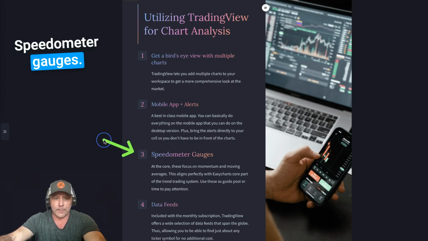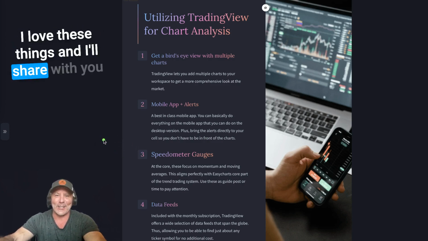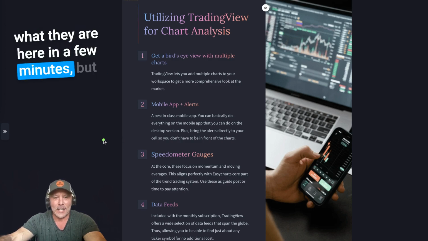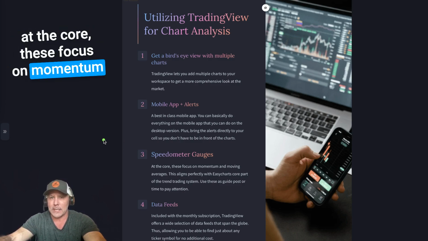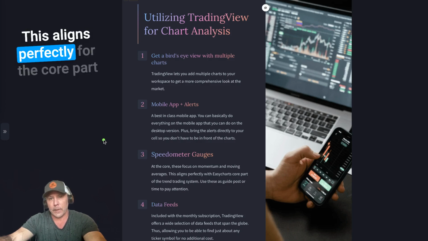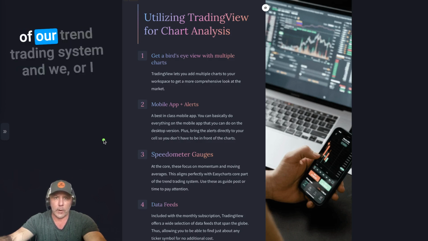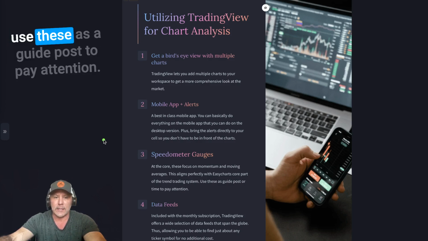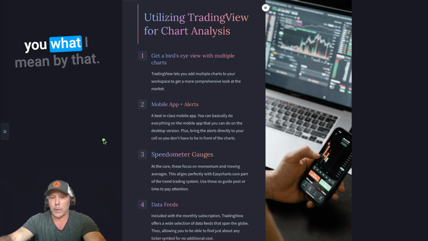Speedometer gauges. I love these things, and I'll share with you what they are in a few minutes. But at the core, these focus on momentum and moving averages. This aligns perfectly with the core part of our trend trading system, and I use these as a guidepost to pay attention. And again, I'll share with you what I mean by that.